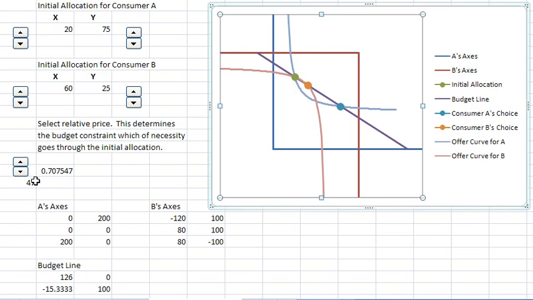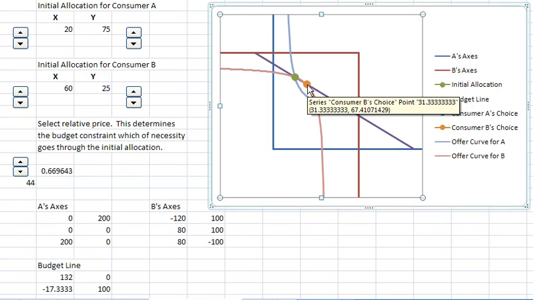Okay. The other control we have in the economy is to affect the relative price. We can lower the relative price, make the budget line flatter, or we can raise the relative price to make the budget line steeper. This point over here indicates A's choice on the budget line. This orange point over here indicates B's choice on the budget line.